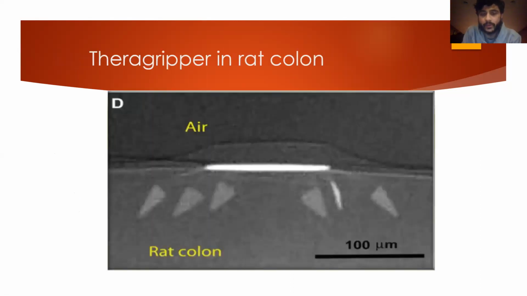So this is a radiographic image that they took in the rat colon. So these are the 6 sharp microtips inside the rat colon. And then over here, this is where the medication would be released.